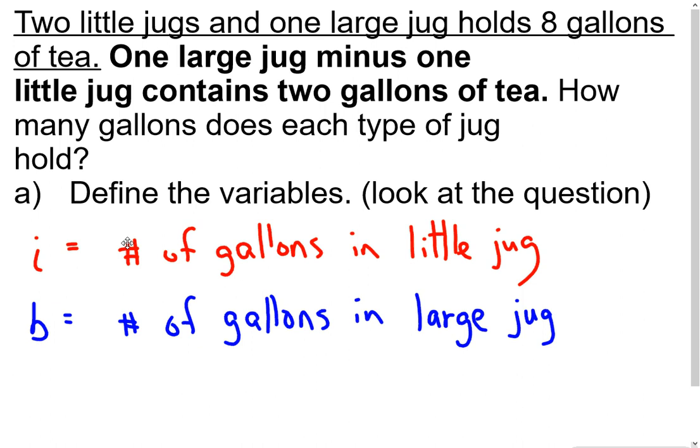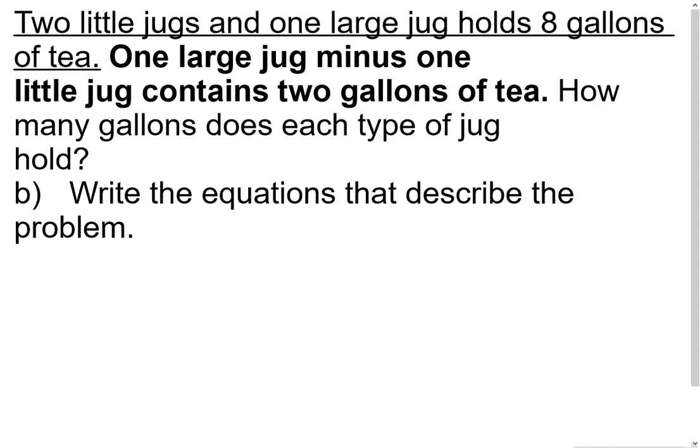Now, the second part that I think is helpful is for us to create equations, because if I have equations, I can probably solve them and answer my question. Now, what I have done is I've underlined the things that represent the equations. The first sentence is an equation that we just have to turn into an equation. So it says 2 little jugs and 1 large jug holds 8 gallons of tea.